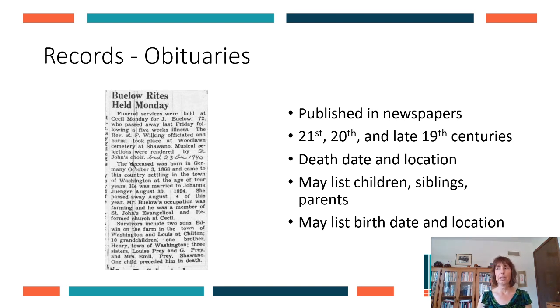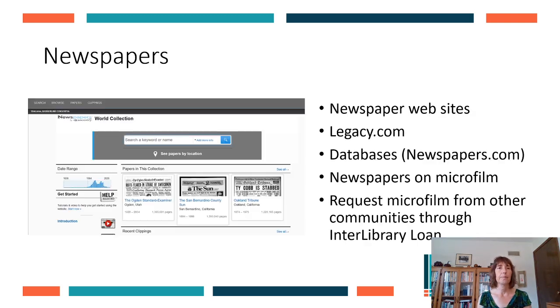Obituaries are typically published a few days after someone dies. So to find an obituary, I need to know the date of death and the town where that person lived. Once I have the information I need, my next step is to find a newspaper from that town from that time period. If the obituary is recent, I can look on the newspaper's website.